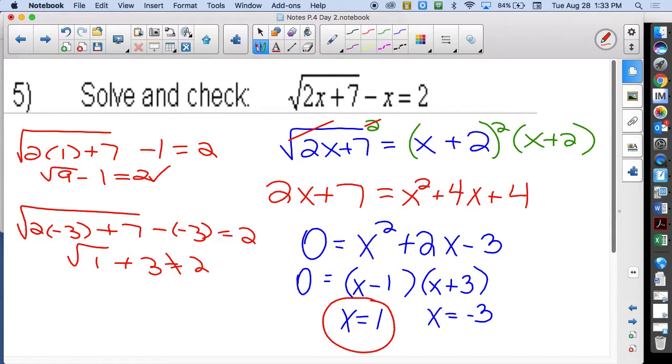So, no, it doesn't equal. So, circle the 1, cross off the other. X is equal to 1. So, extraneous solution on negative 3, an extra answer that appeared from manipulating the problem. Any questions? All coming back to you.